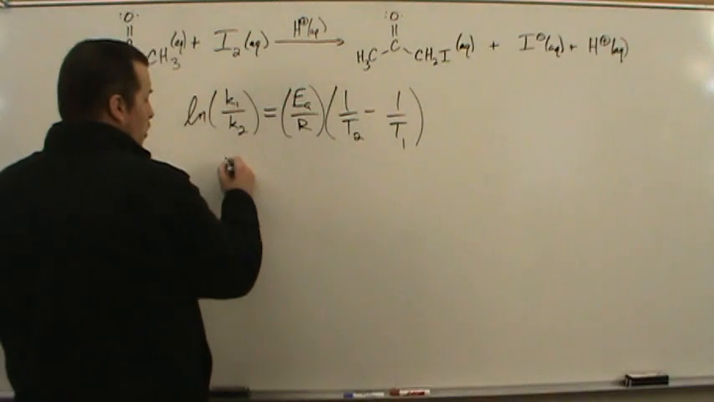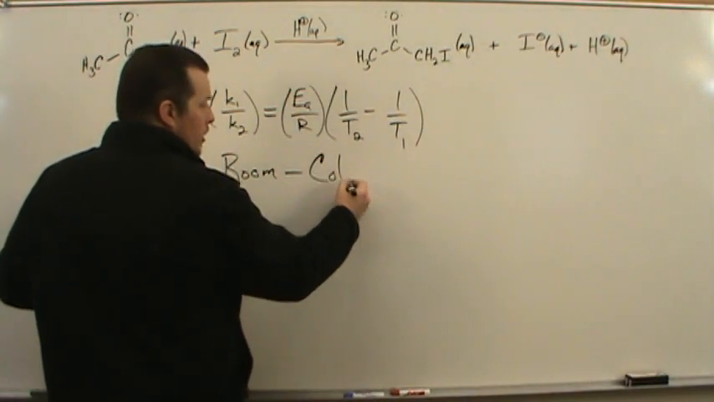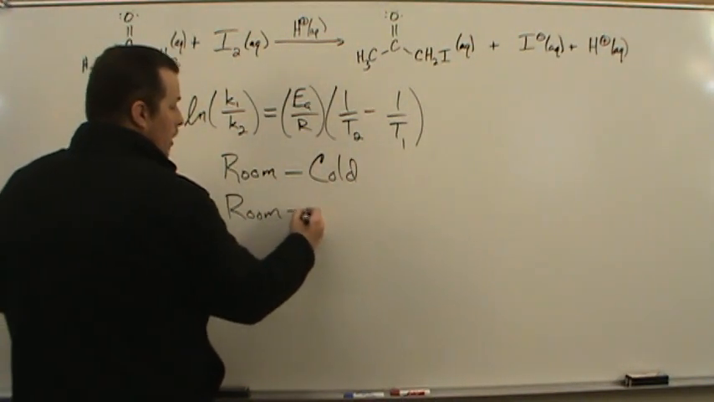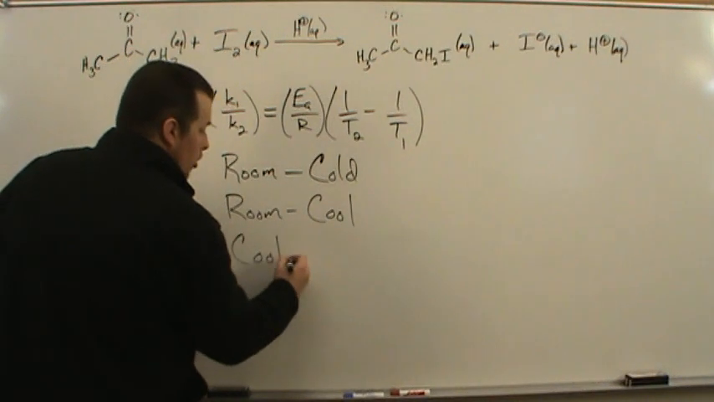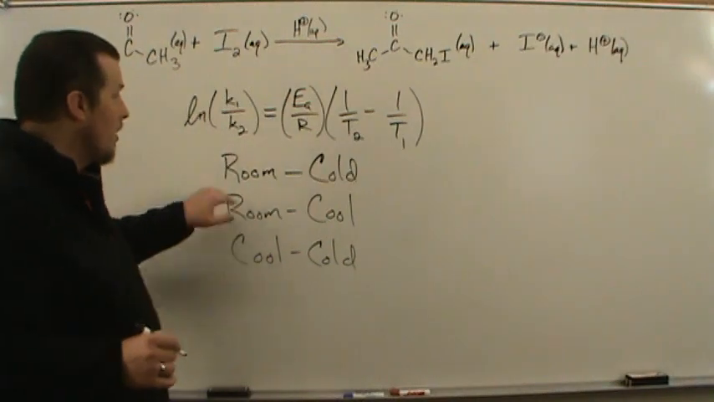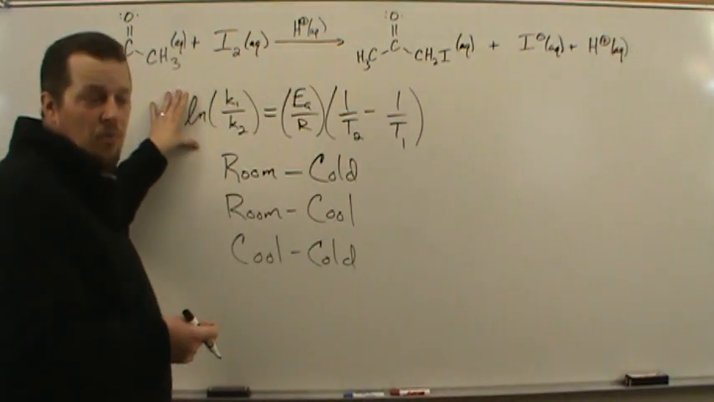So we can do room and cold for our 2 temperatures. We can do room and cool. And we can do cool and cold. So you should be able to calculate the activation energy 3 times using this comparative form of the Arrhenius equation.